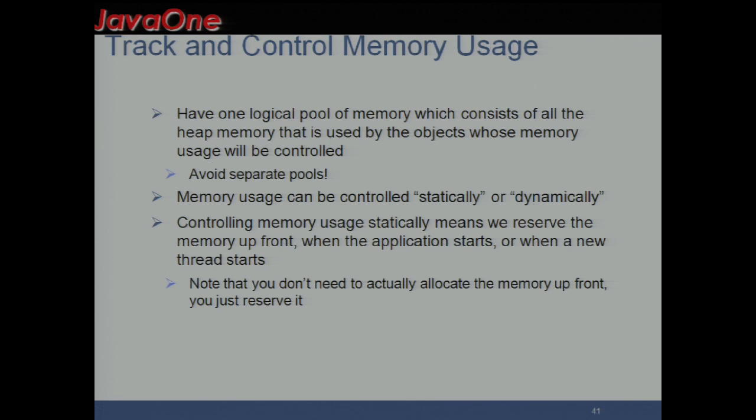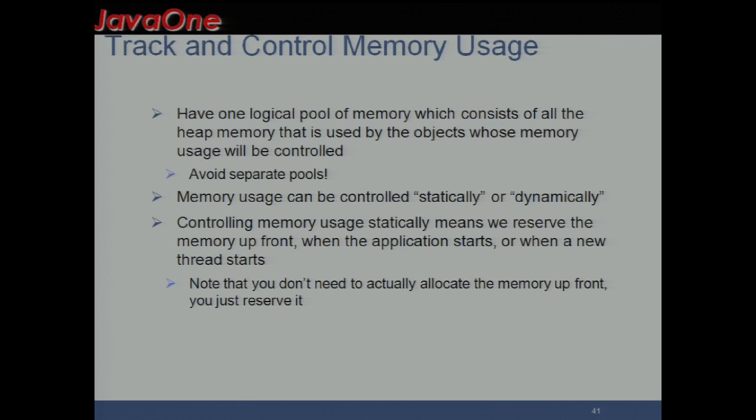And so now we can use that to track and control our memory usage at runtime. It's recommended you just have one logical pool of memory where you're going to keep track of your memory usage. You want to avoid separate pools. Having separate pools gets complicated, and then you end up with situations where one pool's got a lot of memory left, it's not using it completely, and then other threads may want memory and they can't get it because their pool's all full. So it's recommended just to have one large pool.